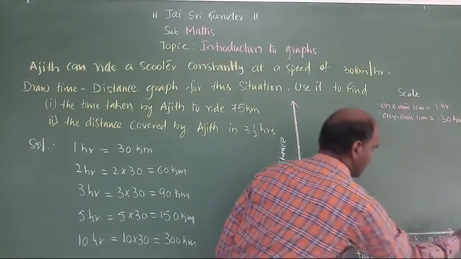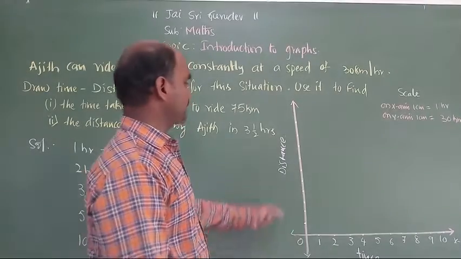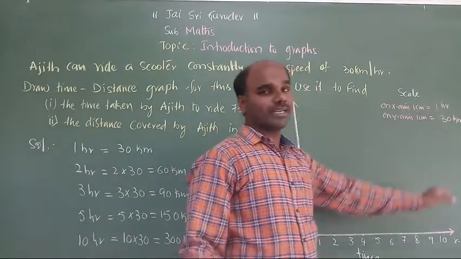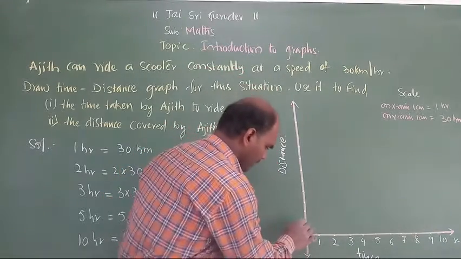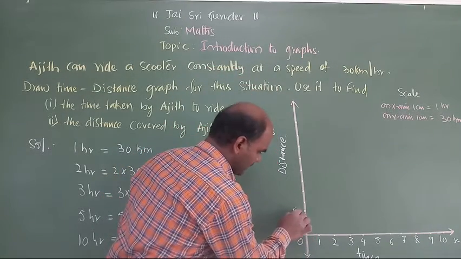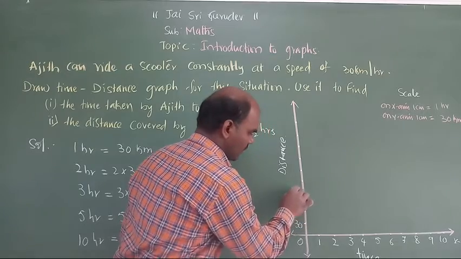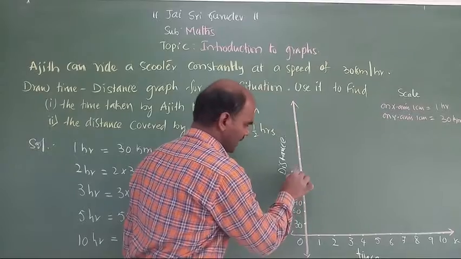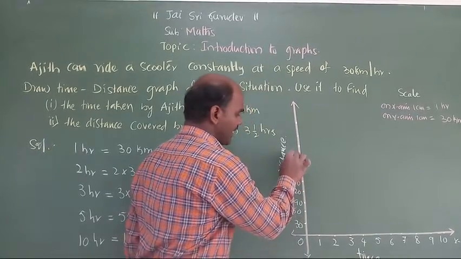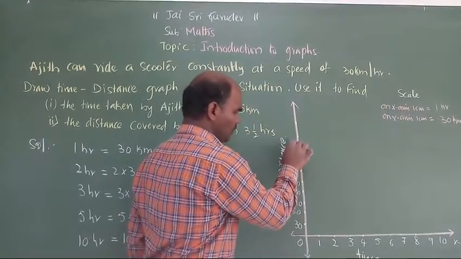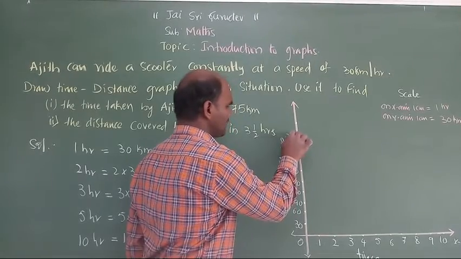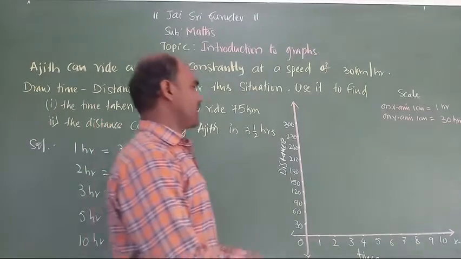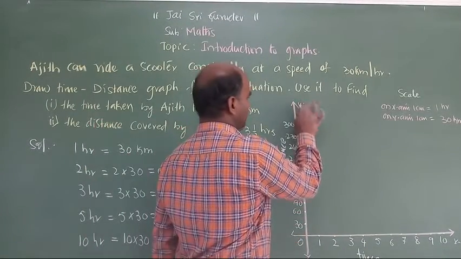Next, on the y-axis we are taking 1 centimeter equals 30 kilometers. So the first one will become 30, 60, 90, 120, next 150, next 180, next 210, 240, 270, next is 300. So this is the y-axis.